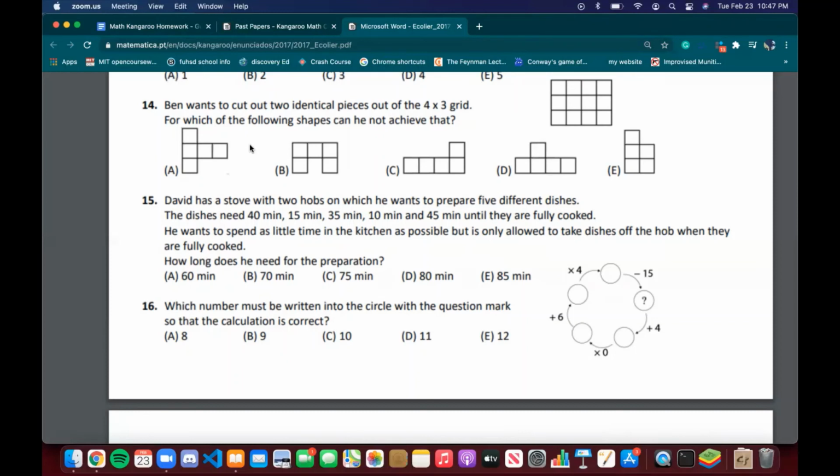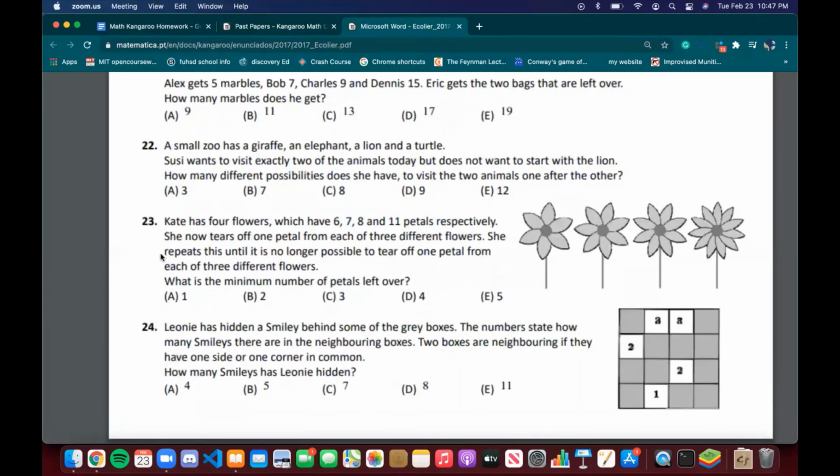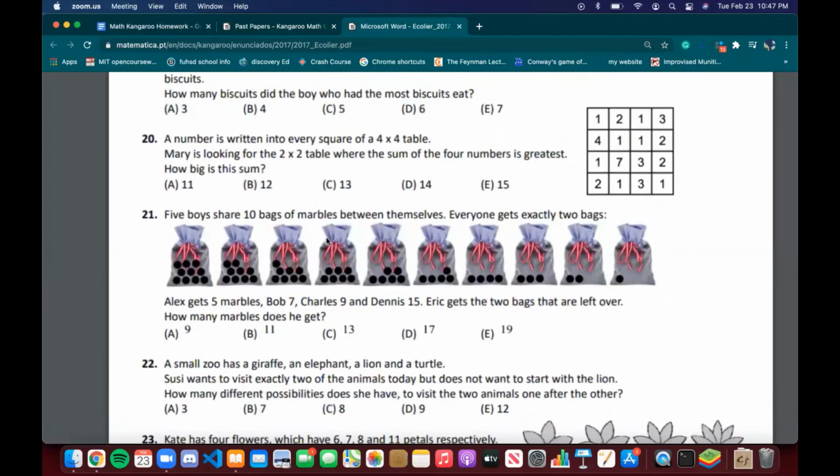Okay, so he has 2 stoves, and a bunch of dishes that he can put on. So actually, we'll skip this question because this is very easy and I only have 10 minutes left. So I'll just quickly run over these questions.